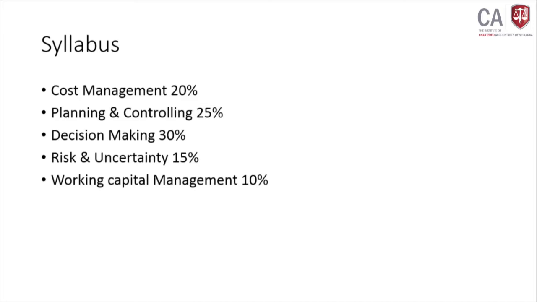If you look at your syllabus, it has 5 different areas. First one being cost management, where we would focus on costing systems like throughput accounting, activity based costing, then quality costing, environmental management accounting, concepts like that.